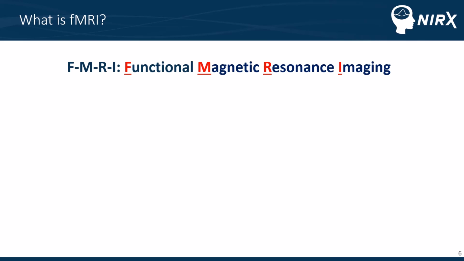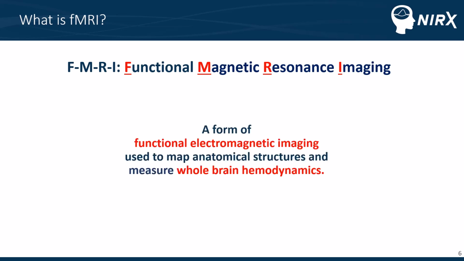Okay, what is fMRI? So we asked this question to draw a contrast between fNIRS and fMRI. They do have some similarities, but are very different in terms of their form factor. So fMRI, it's known as the gold standard of neuroimaging, and it stands for functional magnetic resonance imaging. So putting it all together, a working definition is that it's a form of functional electromagnetic imaging used to map anatomical structures and measure whole brain hemodynamics. So we're not just looking at functional activation, we also get structural information with fMRI, and we're looking at whole brain hemodynamics rather than just the superficial cortex.